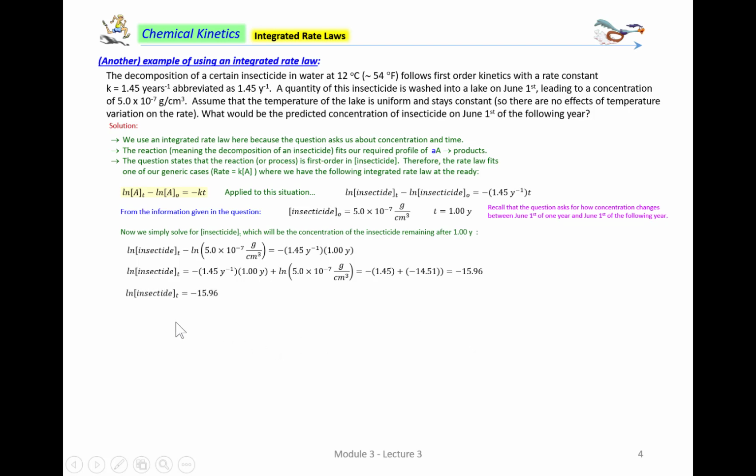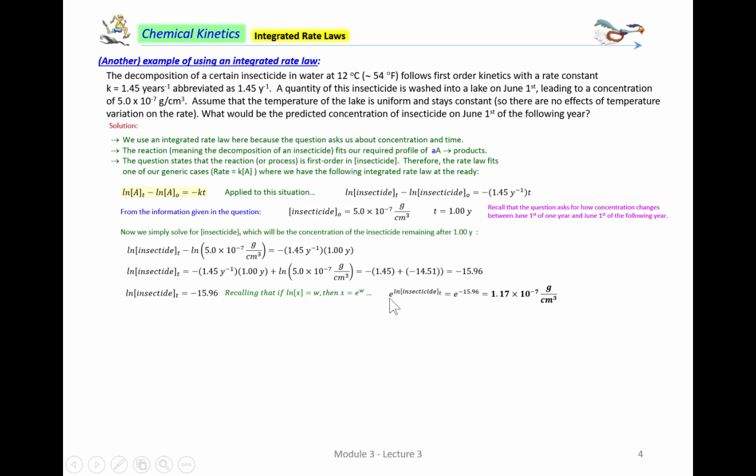So what we know now is that the natural log of the insecticide concentration at the time t, which is 1 year, is minus 15.96. So we want to get rid of this natural log, and to do that, we'll take the exponential of both sides. Now I state this here mathematically how we're going to do this, and that's probably not very helpful to a lot of you, so I'll just show you how it's done here.